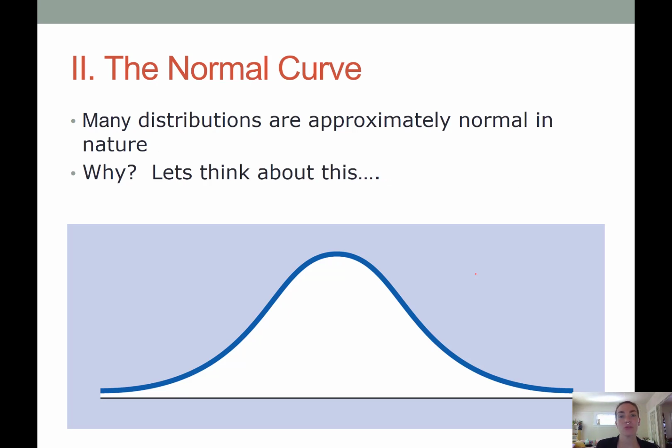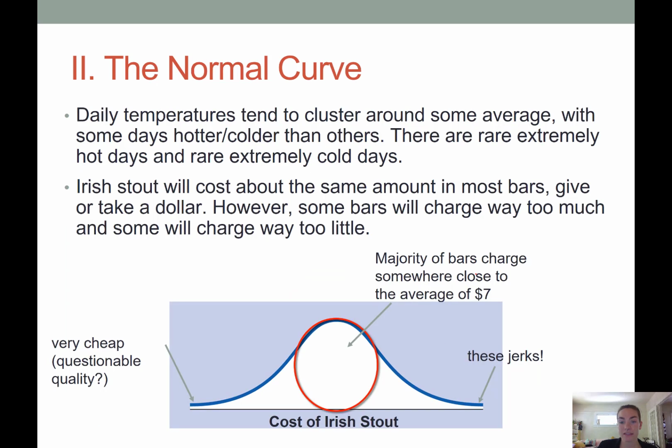A lot of distributions are approximately normal in nature. And I have a question for you here. It says, why? Let's think about this. It's because most of the values fall around the mean. So we could think about it this way.